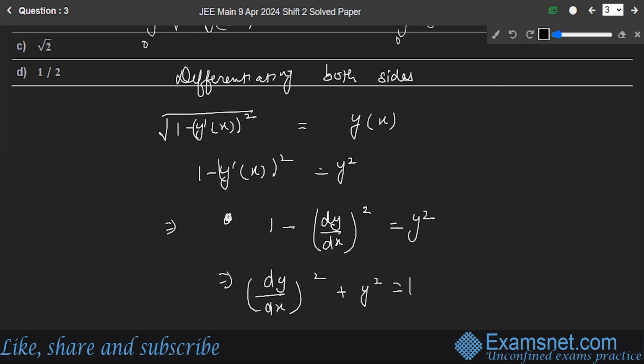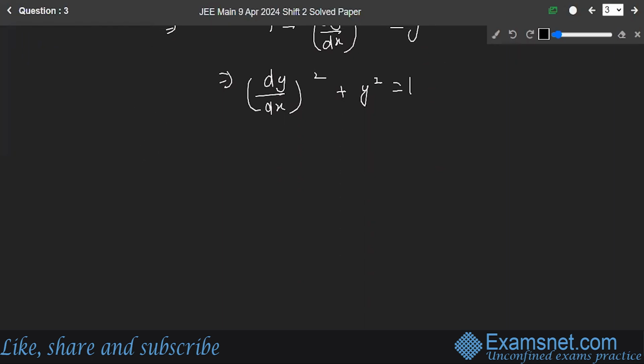So let's differentiate both the sides. Again, this makes it 2. First of all, I'm writing it as y dash square, y square is equal to 1. So this is equal to 2y dash into y double dash plus 2y dash into y is equal to 0. Okay, so let's divide both the sides by 2y dash.